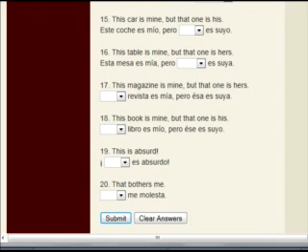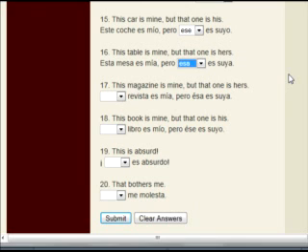This car is mine, but that one is his. Este coche es mío, pero ese. Notice it doesn't say that one over there or that one over yonder. It says that one. Ese es suyo. That table is mine. Sorry, this table is mine, but that one is hers. Esa, okay? And again, it doesn't say esa mesa. It says esa, that one.